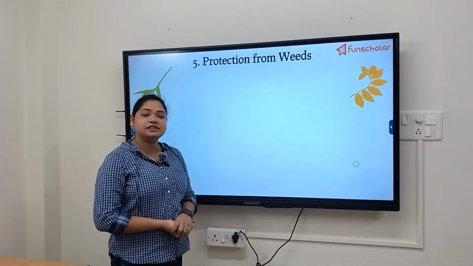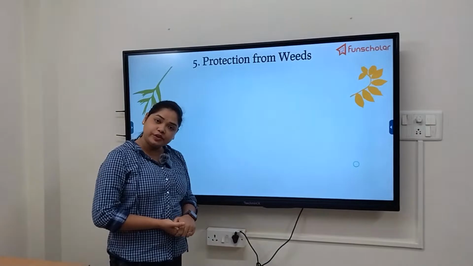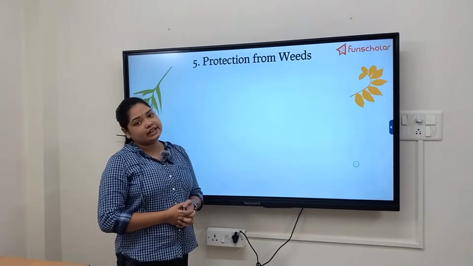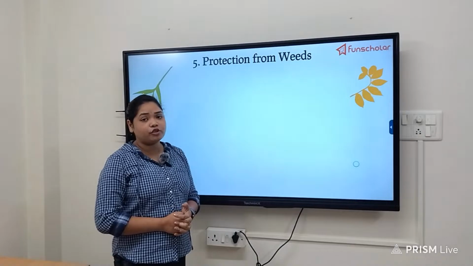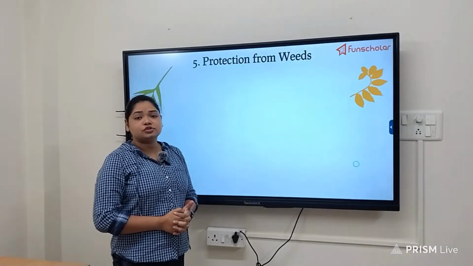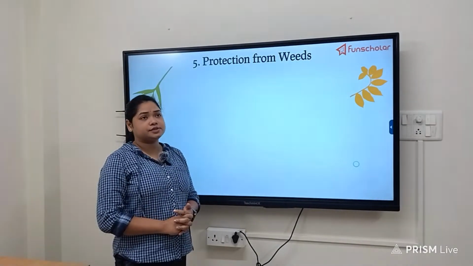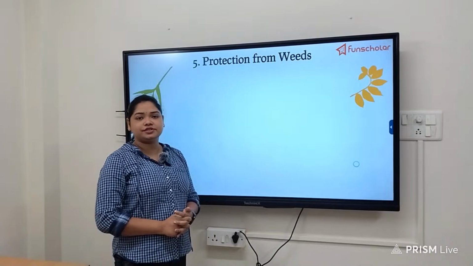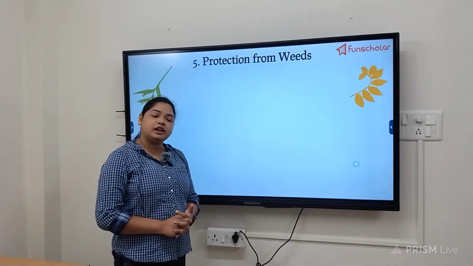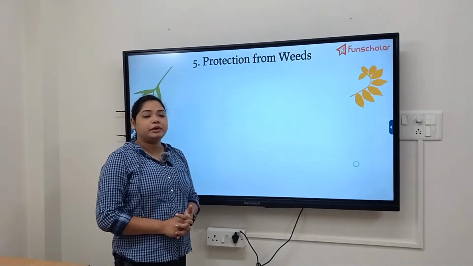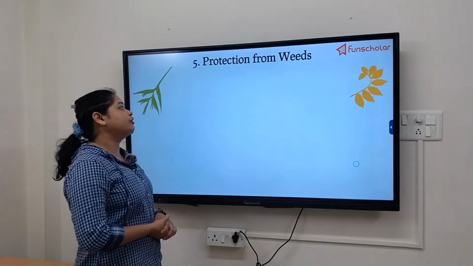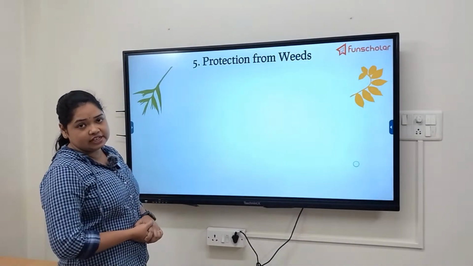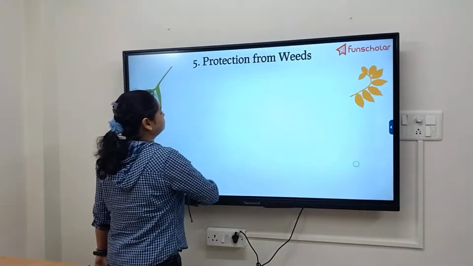And why is it necessary to remove those weeds? Obviously, weeds will take up the nutrients which are otherwise meant for the crop to grow. And they will compete for space and other resources from the soil also. That is why it is better that we remove them, and this process of removing weeds from the field is known as weeding.